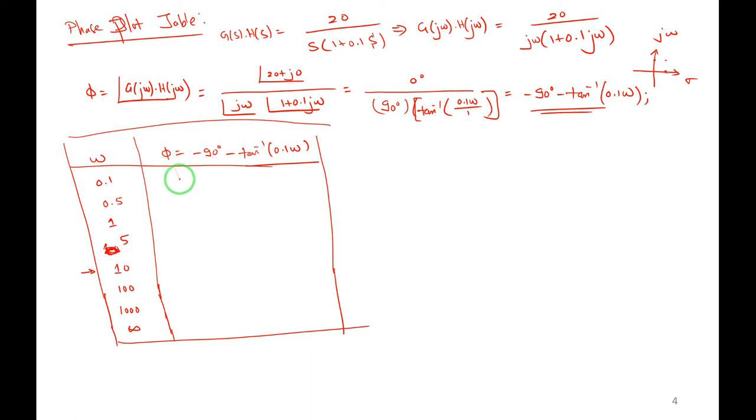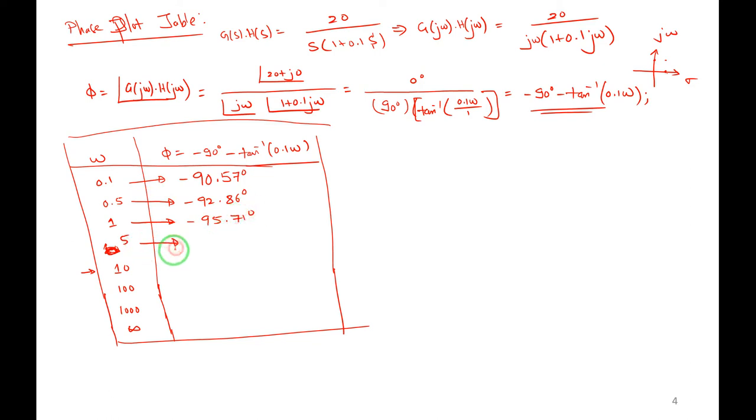For 0.1, phi value is minus 90.57 degree. Next, for 0.5, I will press equal to, it is asking what is the value of A, I will give 0.5. Next, I am getting minus 92.86 degree. Next I should give the value as 1. So press equal to, it is asking what is the value of A, I will give 1. So minus 95.71 degree. So you leave some space and write.